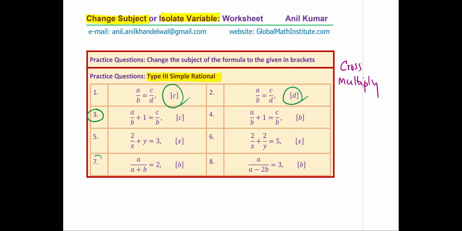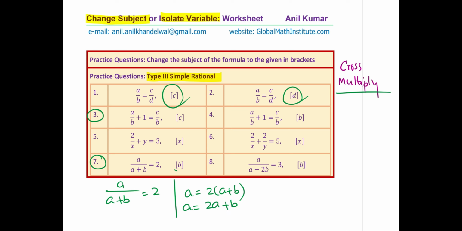Okay, so let me take 7 now, which is A over A plus B equals 2. So we'll cross multiply, that is the strategy. That gives us A equals 2 times A plus B. Expand, so we get A equals 2A plus B.